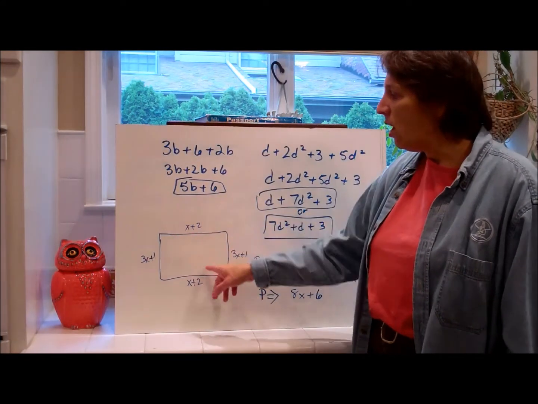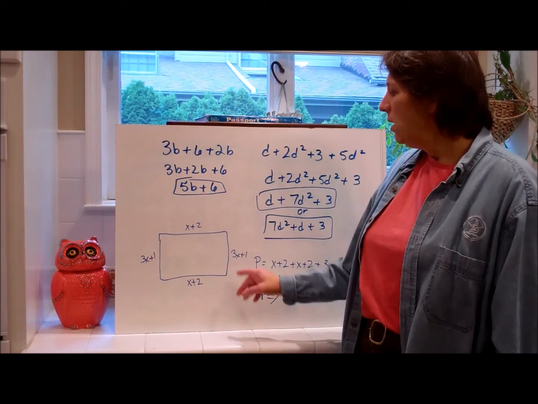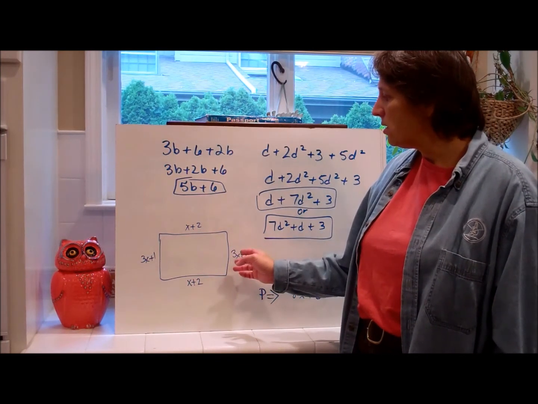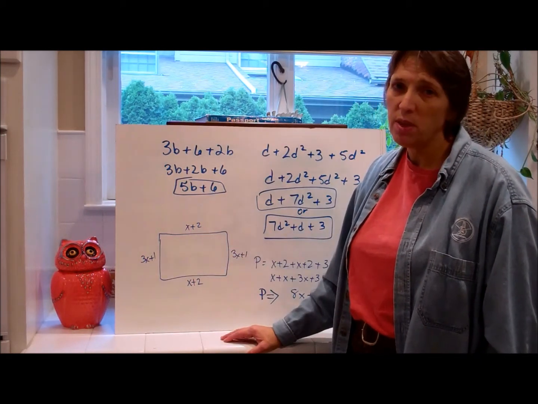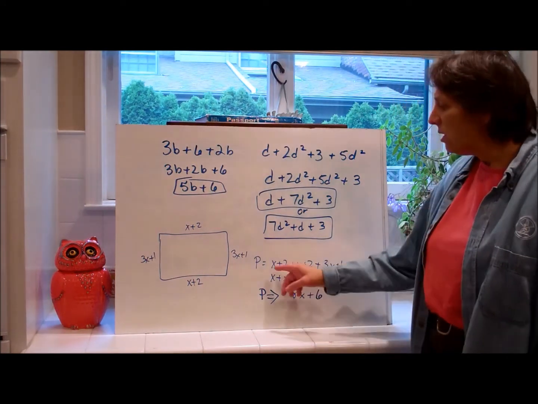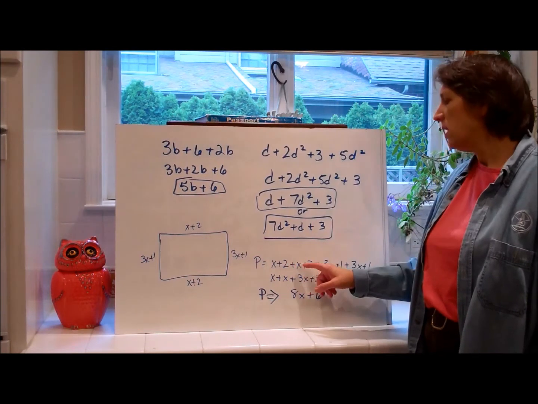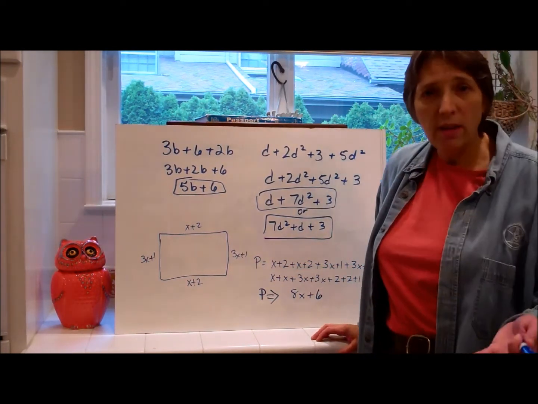Now here is the problem with the perimeter. See, I labeled, always draw so you can visualize whenever you have a word problem. It doesn't matter where the x plus 2's go and the 3x plus 1's, except that they have to be opposite of each other because they're the same thing and they're the length and the width of a rectangle. When I do this, notice what I did here. I said that the perimeter equals x plus 2 plus x plus 2 plus 3x plus 1 plus 3x plus 1. You might have had it in a different order.